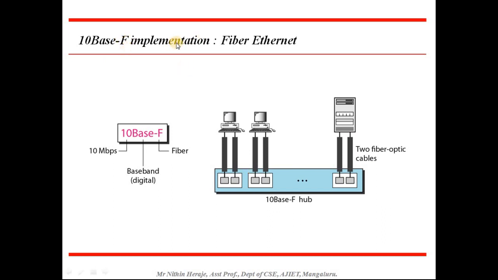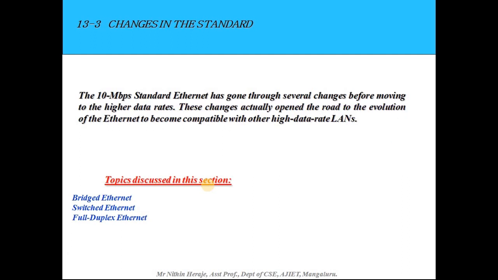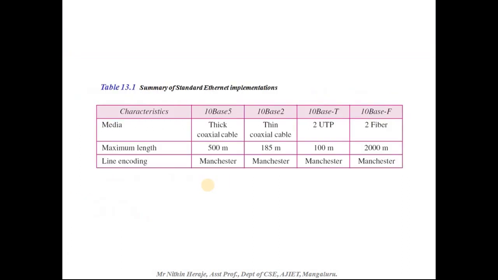Next is the 10Base-F implementation. So 10 is 10 Mbps baseband, and F means fiber optic cables are used. If you look at this, there are two fiber optic cables used for each node. Again it uses a hub, which acts like a star topology. You can just see the differences between the four different implementations of standard Ethernet. Just go through this.